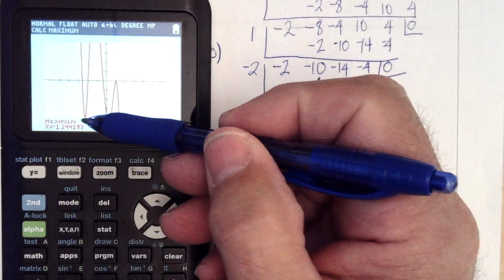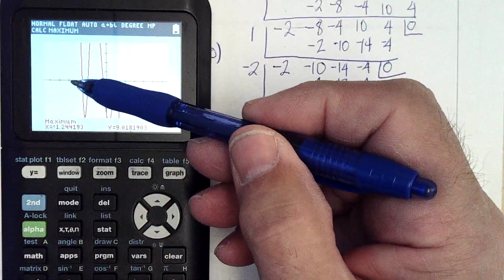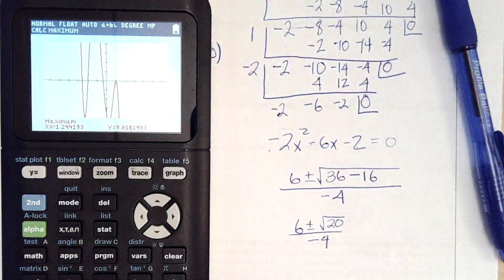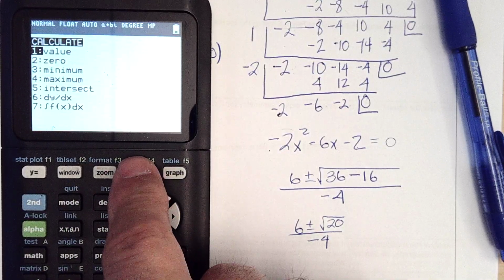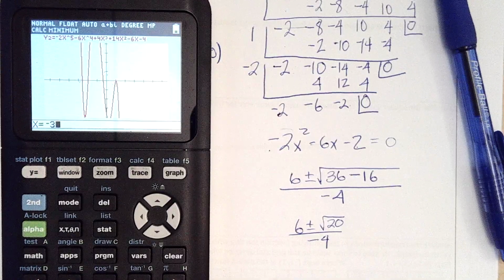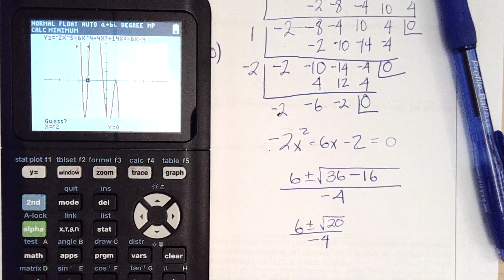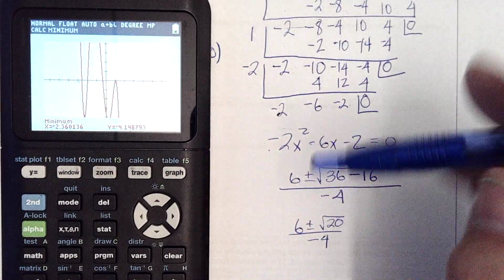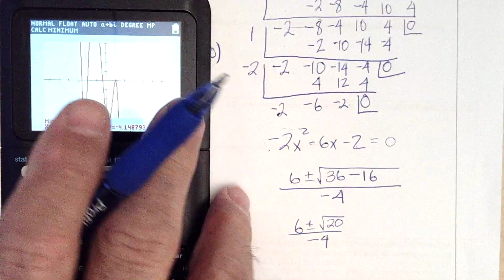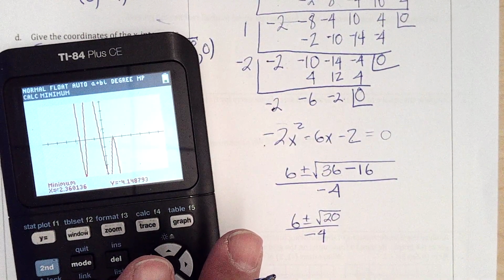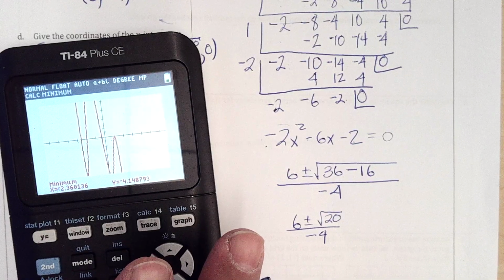Local minimums. Well, there's one right there. That's somewhere between -3 and -2. So I'm going to go second, calculate the local minimum between -3, enter, and -2. And I'm going to go -2.5 as a guess, and it says -2.36 is where it's at. Its value is -4.149.